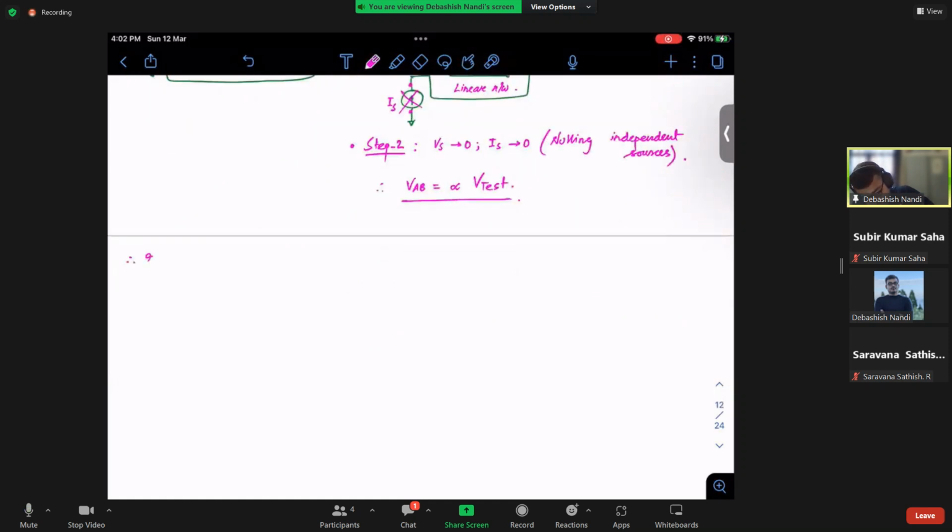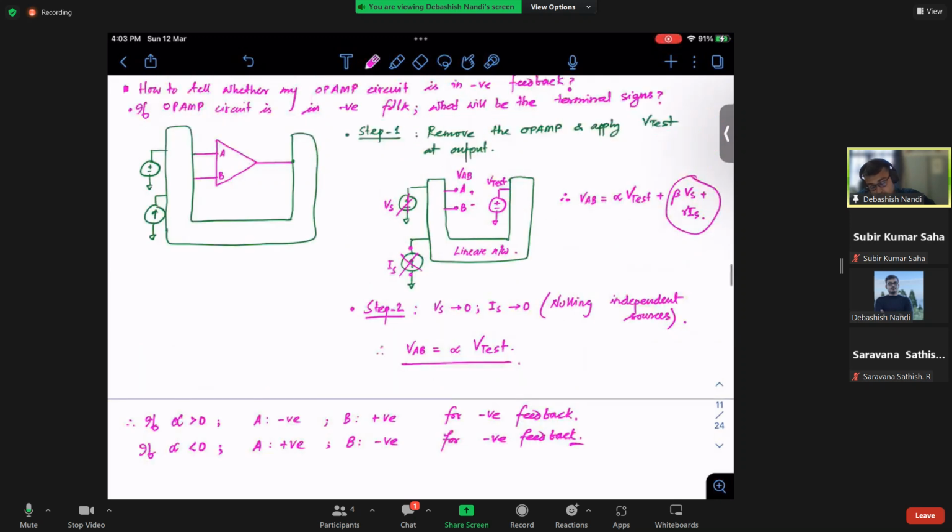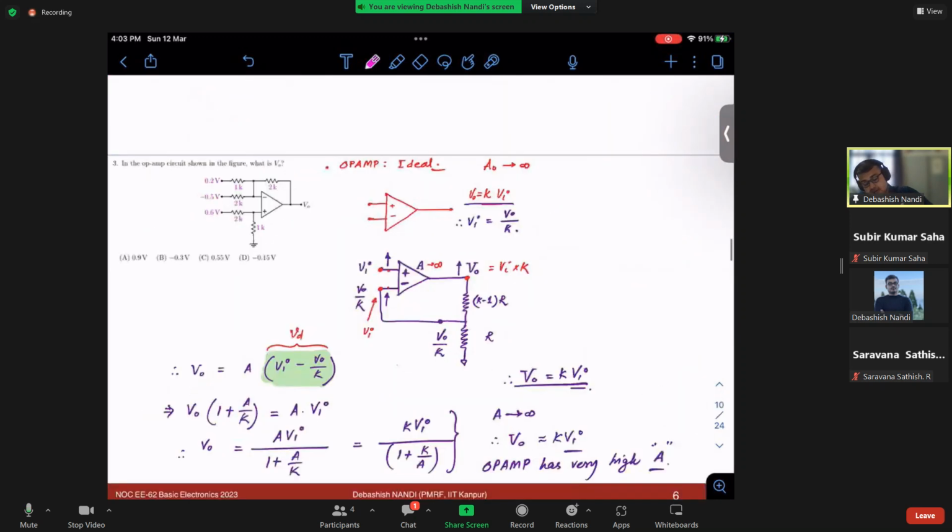Now, if alpha is greater than 0, then your A has to be negative and B has to be positive for negative feedback. If alpha is less than 0, then it is the opposite way for negative feedback. Note this point very carefully. I will show you with some examples, so let's discuss this circuit only.